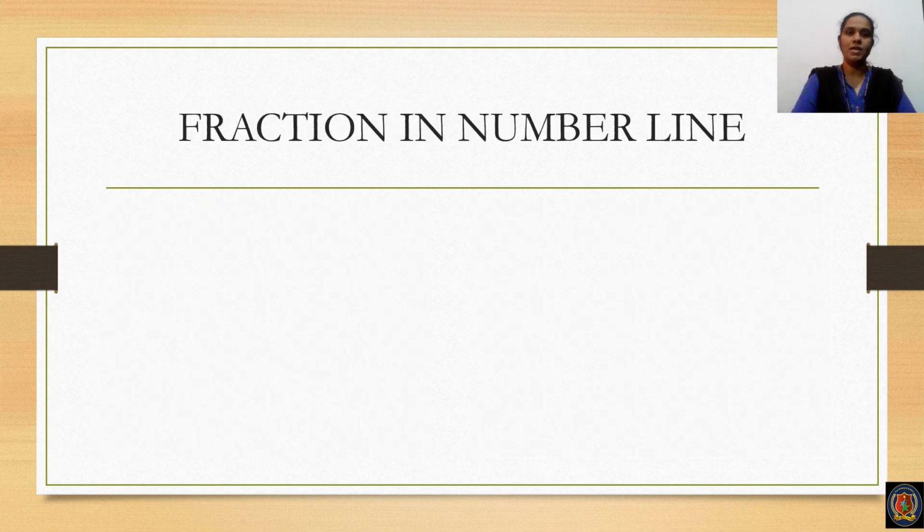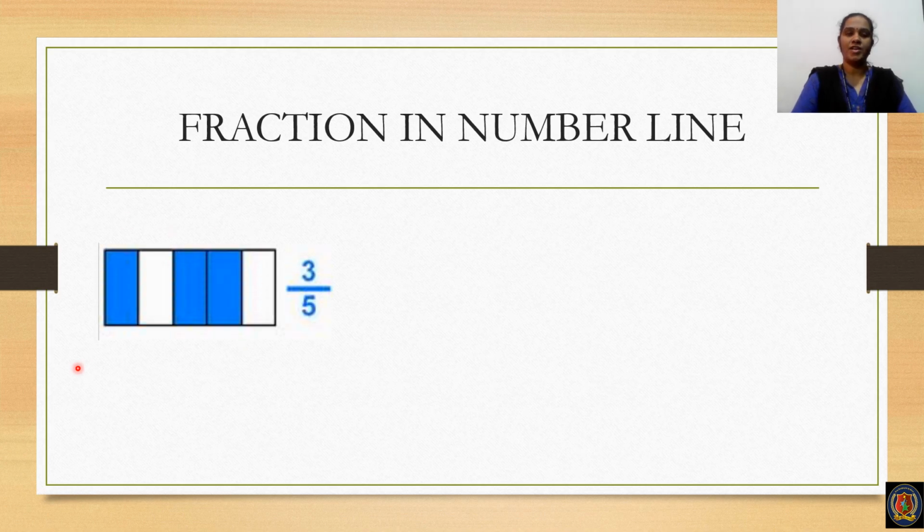Let us now see about the fraction in the number line. Before that, let us consider this whole which is divided into 5 equal parts and 3 parts are shaded in it. How can we represent that in a fraction form? It is 3 by 5. 3 parts out of 5 parts are shaded. So the fraction here is 3 by 5. And how do we read it? The fractional number is 3/5. We read it as 3/5.